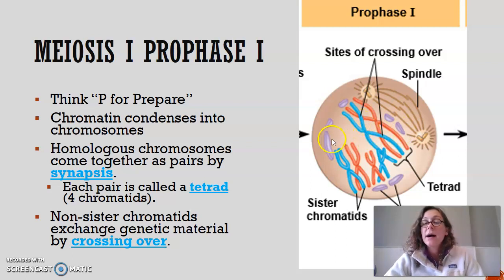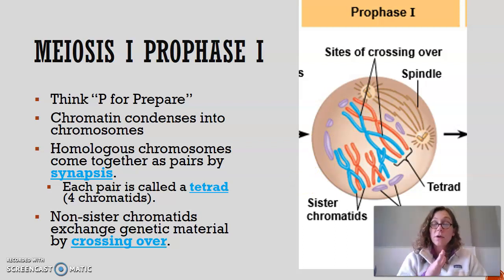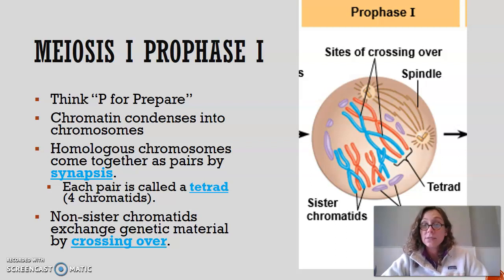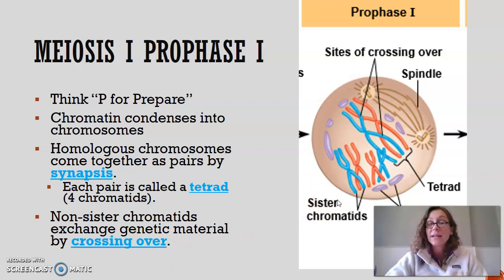So this homologous pairing is something that differs greatly in prophase 1 of meiosis. This does not happen in mitosis. The reason homologous chromosomes pair up is that it enables these chromosomes to exchange some genetic information. We call this crossing over. So non-sister chromatids exchange genetic material by crossing over.